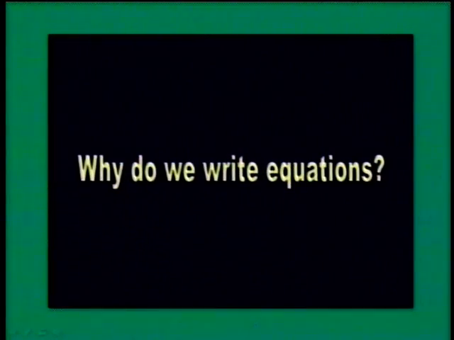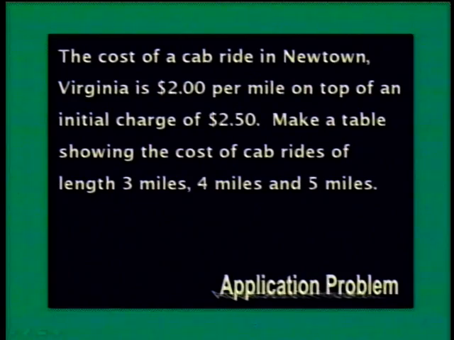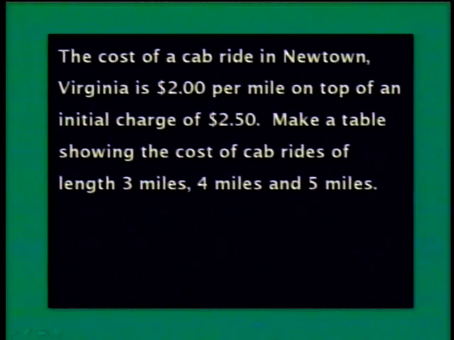So the first question is, why might we write an equation? I'm going to try and motivate you by using an application problem where we might write an equation. Let's suppose that the cost of a cab ride in Newtown, Virginia is $2 per mile on top of an initial charge of $2.50. Let's make a table showing the cost of cab rides of length 3 miles, 4 miles, and 5 miles.